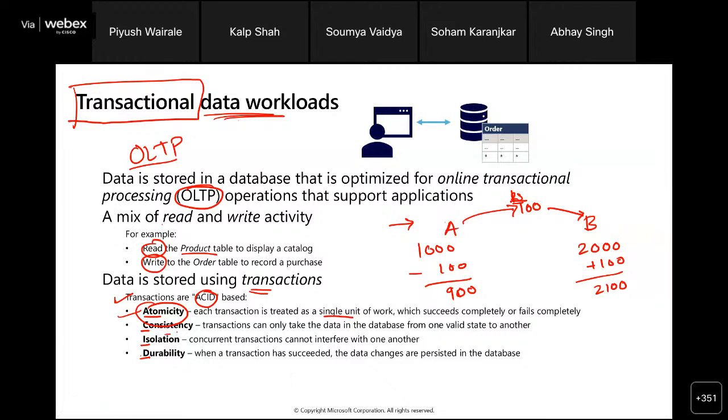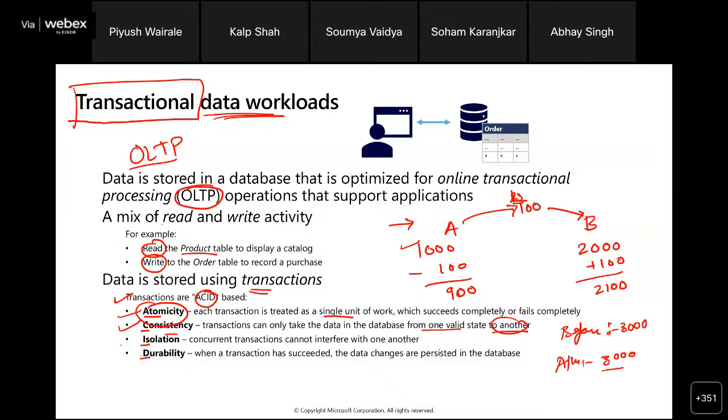Now what is consistency? A transaction can take data in a database only from one valid state to another valid state. For example, before the transaction, the sum of account A and account B is 3,000 rupees. After completing the transaction, what is the amount? The same 3,000 rupees. So my database must remain in a consistent state, from one valid state to another. That is the consistency property.